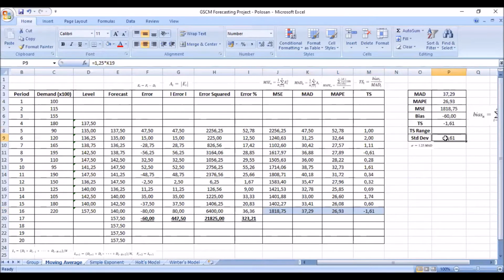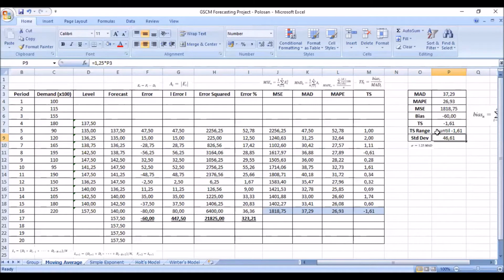And then we're gonna also analyze the standard deviation to show whether it deviates a lot or not by using 1.25 multiplied by the MAD. So in this case, we just have to multiply it by the MAD we have found, and then we found the standard deviation. After that, we need to find the TS range, which we're gonna do by finding the highest TS, which is in this case 2, until the lowest one, which is negative 6.61. And it's kind of a good sign because it shows that it's not over forecasted and it's not under forecasted.